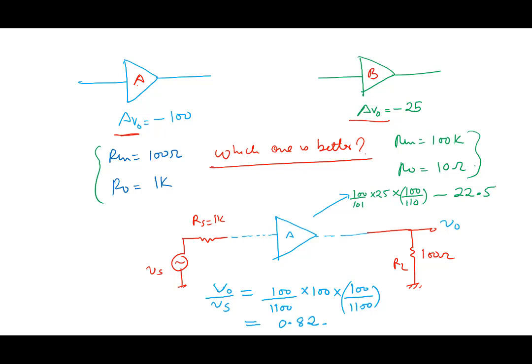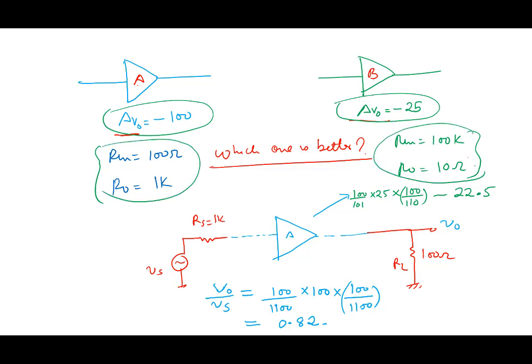Right? We can easily construct a situation like this. You can also construct a situation in which A gives you more gain than B. So which amplifier is better than the other is not decided entirely by AV0. AV0 is not the only thing. You have to look at Rn and R0. An amplifier with a lower open circuit gain can be better than an amplifier with higher open circuit gain.